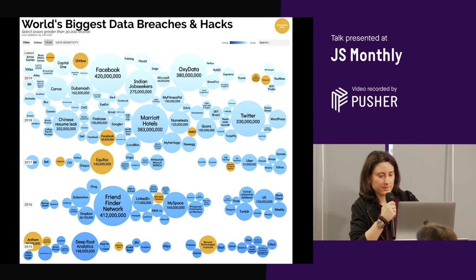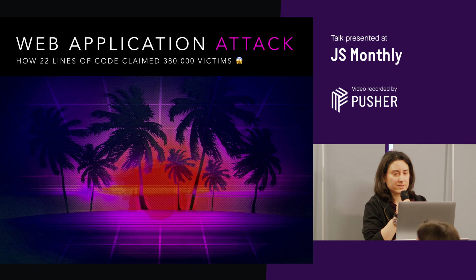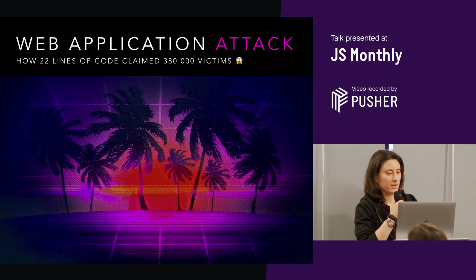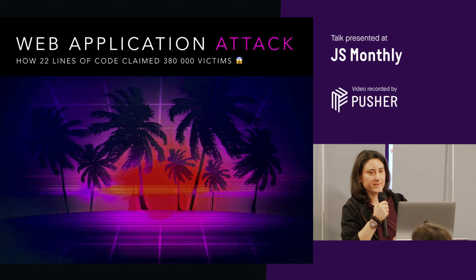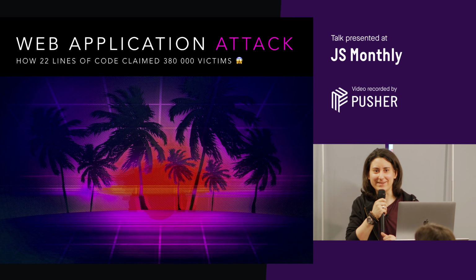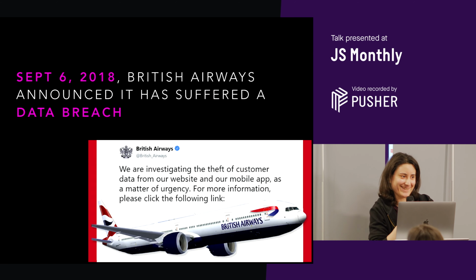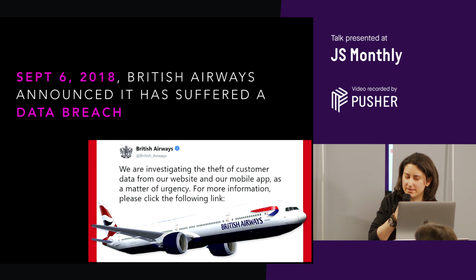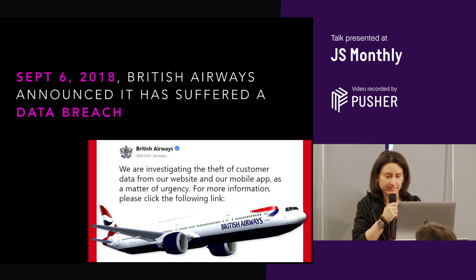So I wanted to talk about one web application attack. Just a raise of hands, who thinks they know which company I'm talking about, where only 22 lines of code led to 380,000 victims? Do you know which company I'm talking about in that case? No? Just guess. So it was British Airways, actually, with only 22 lines of code, and I'm going to explain why. In 2018, British Airways announced it had suffered a data breach, also announced it on Twitter.